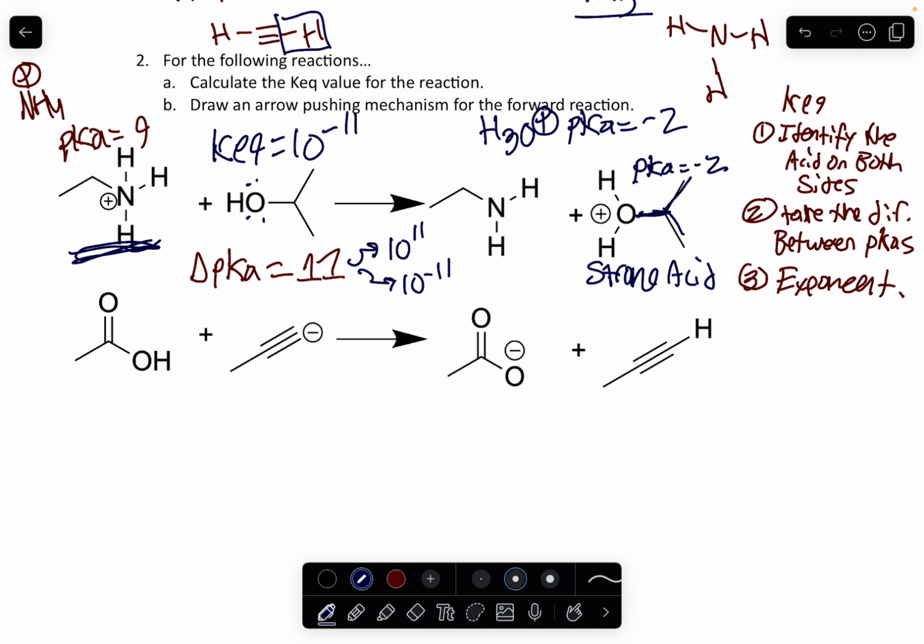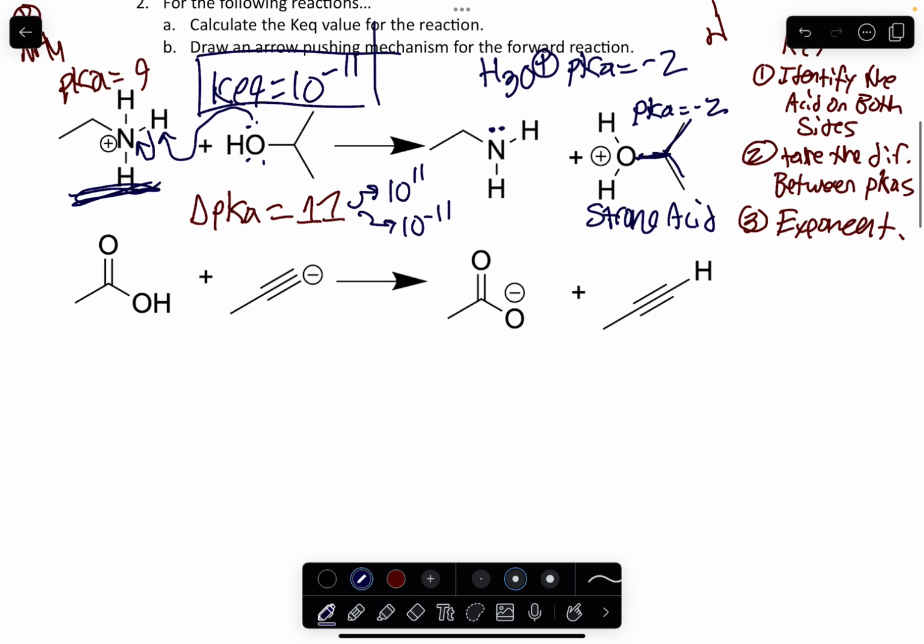There we go. Now we just have to draw an arrow pushing mechanism for the forward reaction, and for this we just take away one of these protons from the protonated amine, and then these electrons just go back to the nitrogen. And we can do our counting here. We see that lone pair appears on the nitrogen, and then these hydrogens appear on the oxygen. So that's it. We did both of those things.